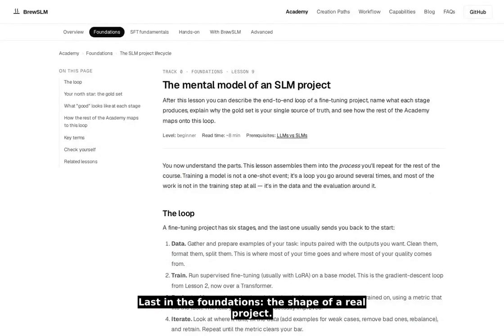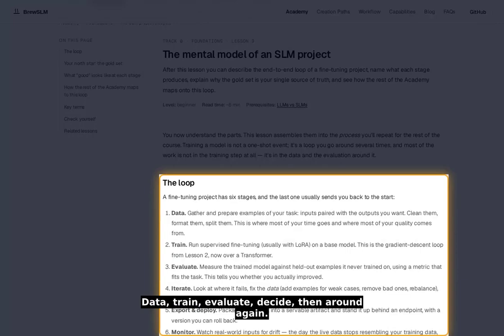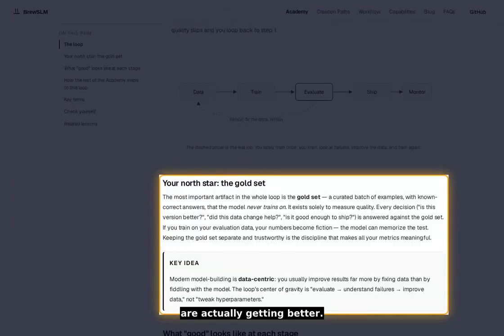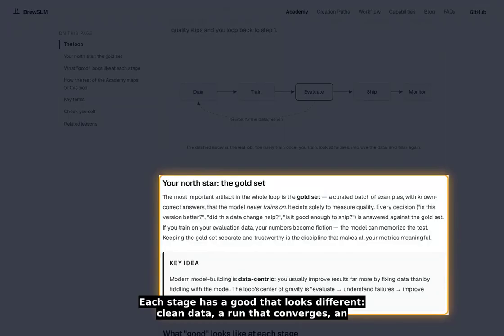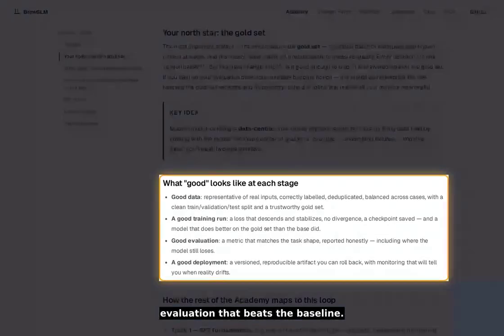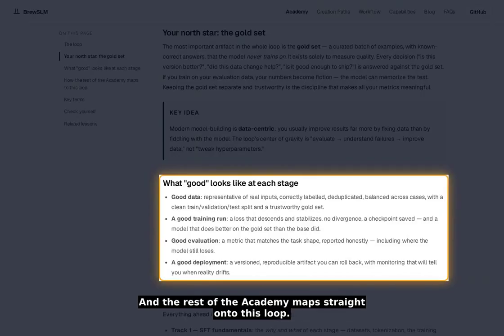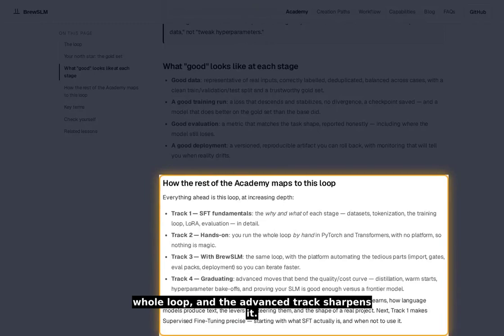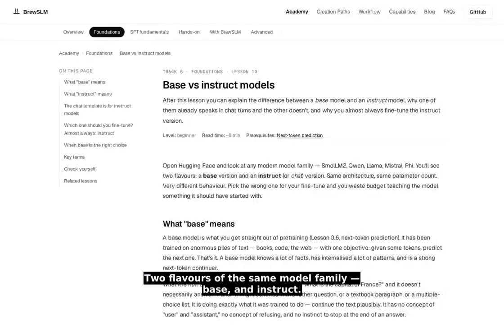Last in the foundations, the shape of a real project. It is a loop. Data, train, evaluate, decide, then around again. Your North Star through every turn of that loop is the gold set: a small, hand-checked set of examples you never train on, the source of truth for whether you are actually getting better. Each stage has a good that looks different. Clean data, a run that converges, an evaluation that beats the baseline. And the rest of the academy maps straight onto this loop. The SFT and hands-on tracks teach the train step, the BrewSLM track wraps the whole loop, and the advanced track sharpens it.